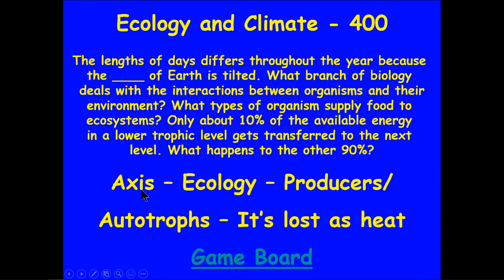Okay, so the axis of the Earth is tilted, and that gives us seasons, and it gives us different lengths of day. That is the biological discipline, ecology. Producers or autotrophs supply food to the ecosystems. They are the base of all food chains, and 90% of that energy is lost as metabolic heat.